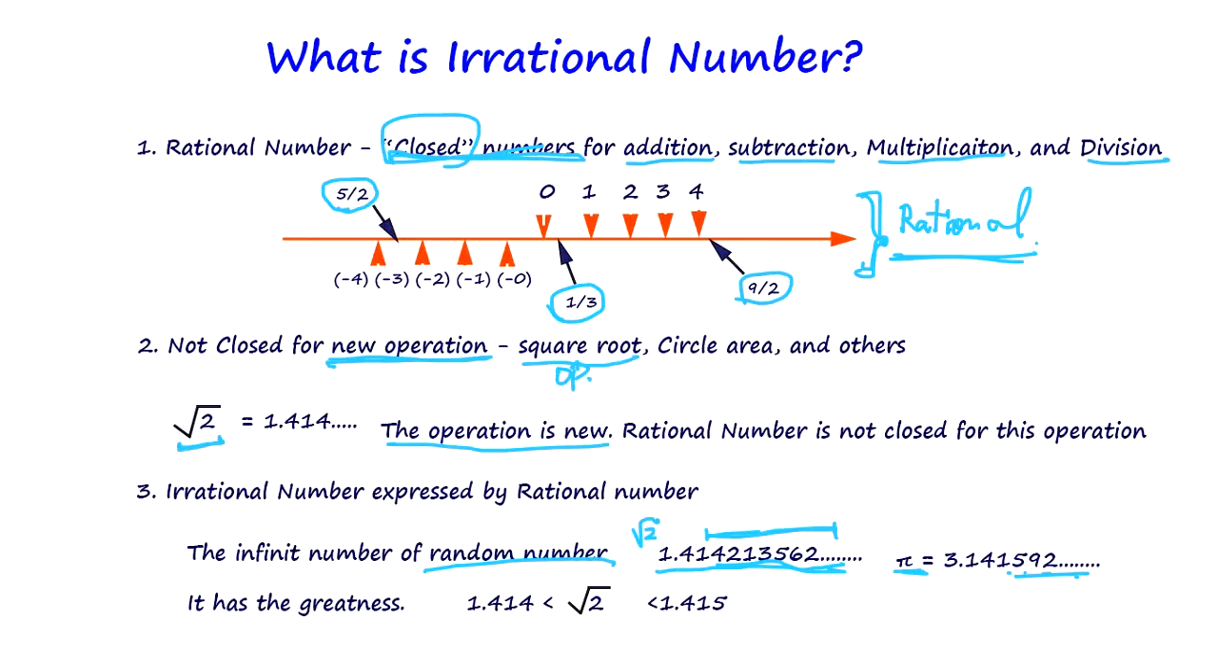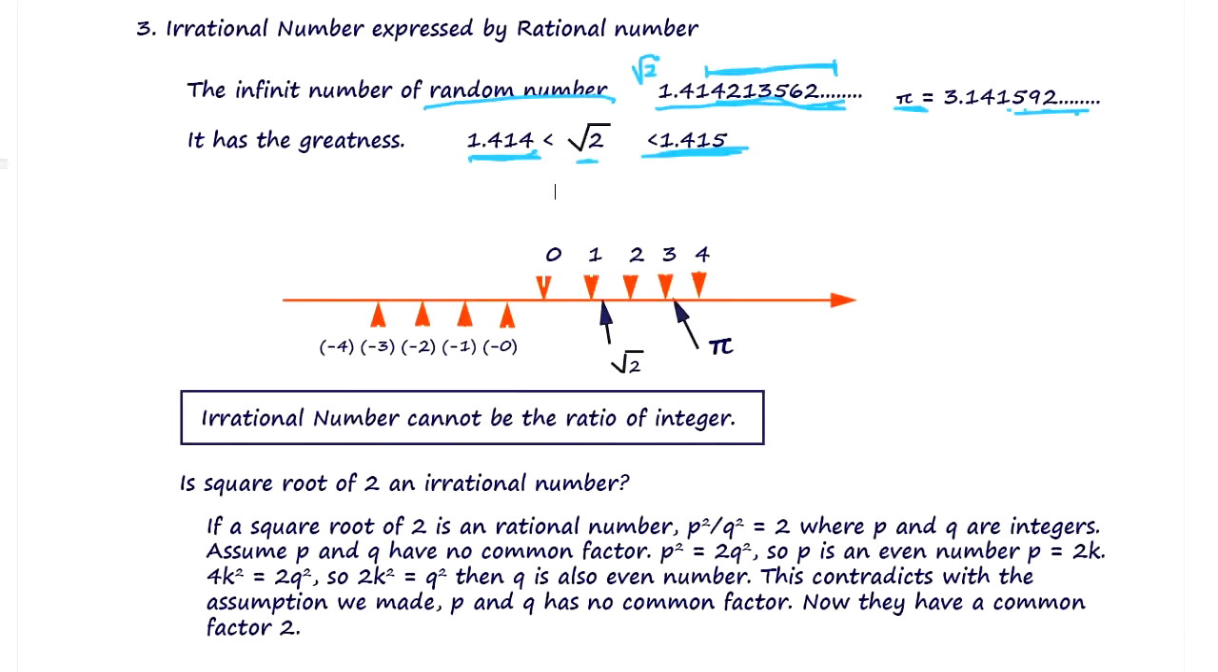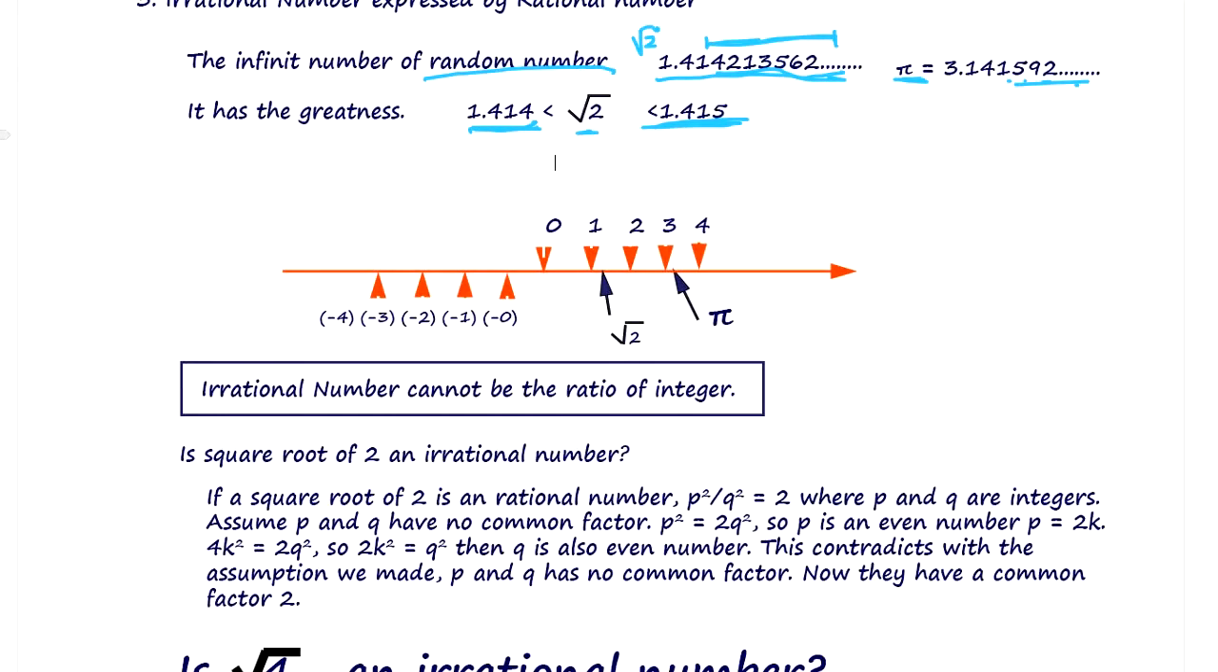Okay, but the irrational number has a magnitude. You can compare the magnitude of the number, like square root of 2 is bigger than 1.414 but smaller than 1.415. It's somewhere between. So there is a certain number value. It's just that we cannot nail down where that is.